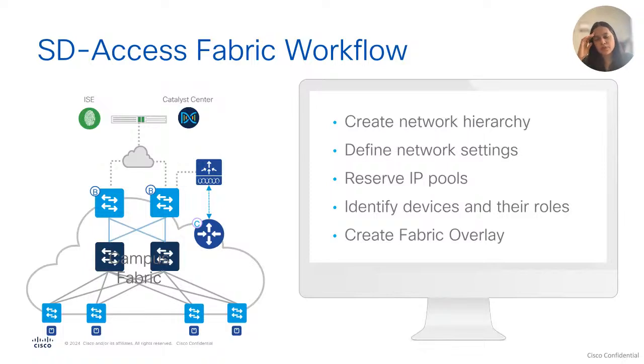Before I do that, I want to quickly go over the Fabric workflow. In order to begin with the segmentation or with your Fabric creation using Catalyst Center, we need to make sure that these steps are done correctly. I've listed out the few things that need to be done: you need to first get started with creating your network hierarchy on Catalyst Center, defining your network settings, reserving the IP pools, and then identifying different devices and what their roles are going to be in the Fabric.